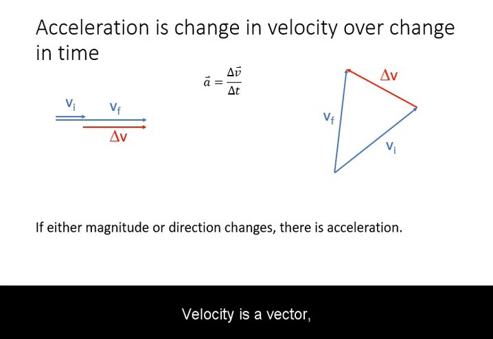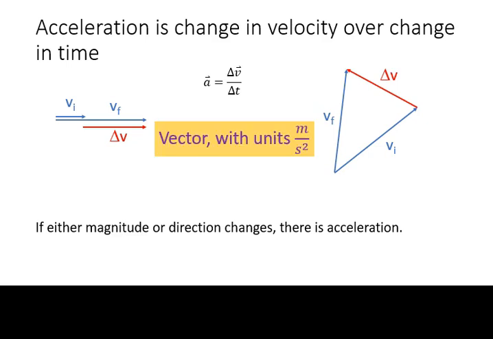Velocity is a vector, and so is acceleration. If there is a change in either the magnitude or the direction of velocity, there is acceleration. The units are meters per second squared.